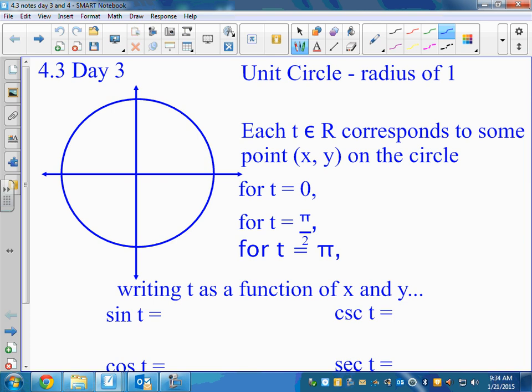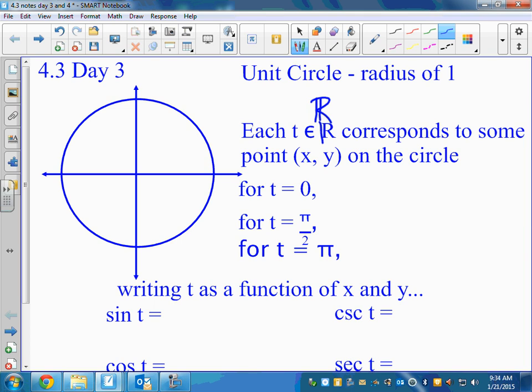T is an element of the real number system, and technically, the real number symbol is like a double R, but I don't know how to type that. So that just means if t is a real number, it would correspond to some point on the circle with a radius of 1. Why do we pick a radius of 1? Because it means you don't have to simplify anymore. There's no reducing fractions, because when your radius is 1, all the fractions are reduced already. And so that's the reason we pick a radius of 1, not any other reason.